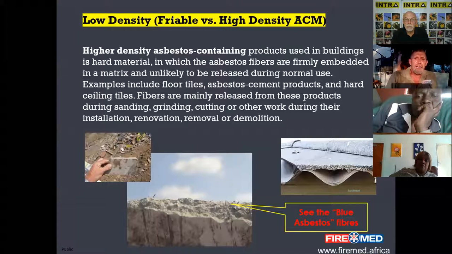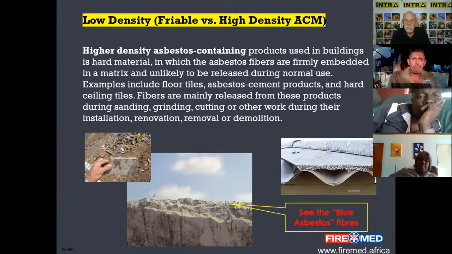And then we talk about high density asbestos containing material. This would be typical of asbestos pot plants, roof sheeting, windowsills, all of that where the asbestos was mixed with something. So it's a hard material generally, which the asbestos fibers are firmly embedded and are unlikely to be released during normal use. Examples include floor tiles, asbestos cement products, and hard ceiling tiles.